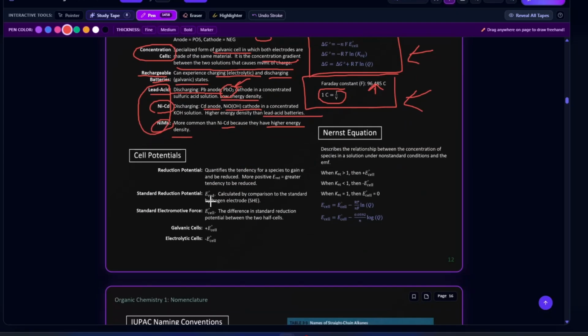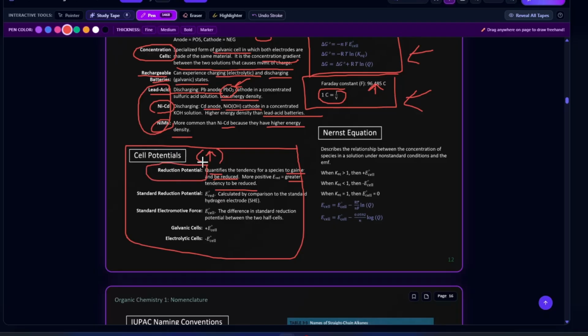So cell potentials and the Nernst equation. We'll go through cell potentials first. Reduction potential quantifies the tendency for a species to gain electrons and be reduced. So if you're more positive in reduction potential, then you have a greater tendency to be reduced, right? I guess you could reword it.